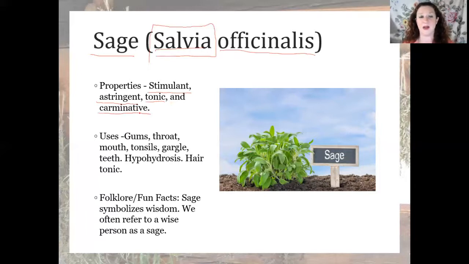Now let's talk about how it's used. Primarily when we think of what sage is used for, we're thinking of things within the mouth, the throat, and the teeth. It's used to tighten gums for people that have loose gums, an astringent property. It's used for sore throats. It's used in issues of the mouth, sores, pain, cankers, things like that. It can also help with the teeth. It can actually whiten your teeth.